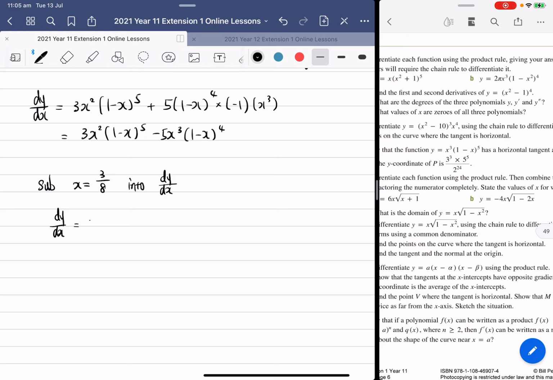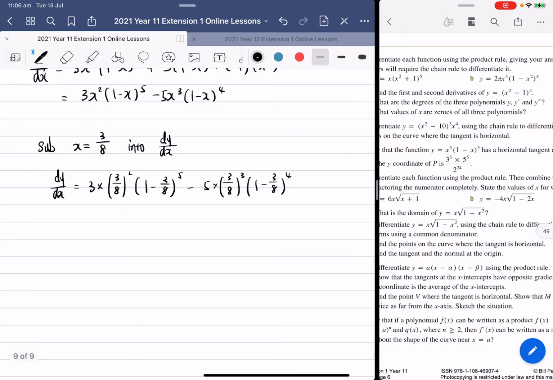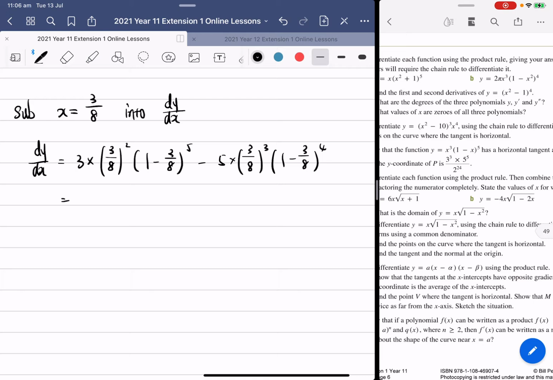So that gives us 3 times (3 over 8) to the power of 2, (1 minus 3 over 8) to the power of 5, to the power of 4. If you have a calculator with you, then you can use your calculator. I would try to do this one without a calculator to see if I can do it. That is 5 to the power of 8 to the power of 5 and a 5 minus 3 times 3 to the power of 3, 8 to the power of 3. That's 5 to the power of 8. That's 4 and a 4.